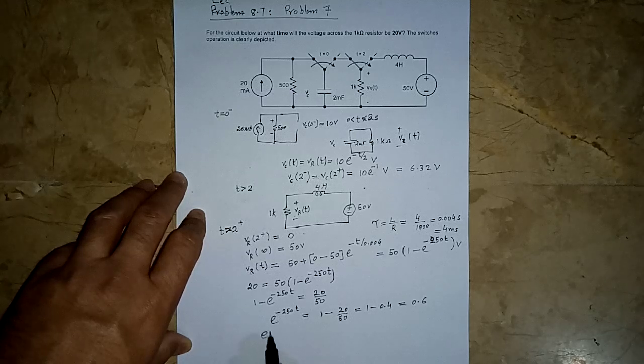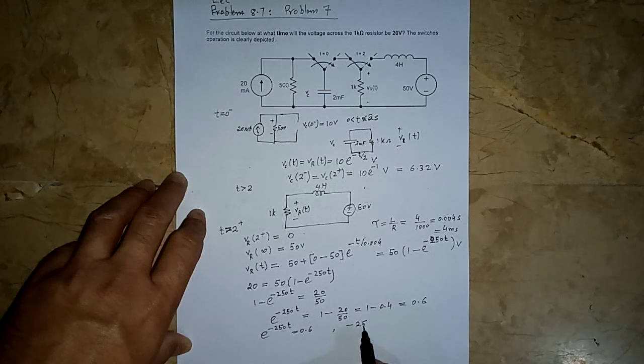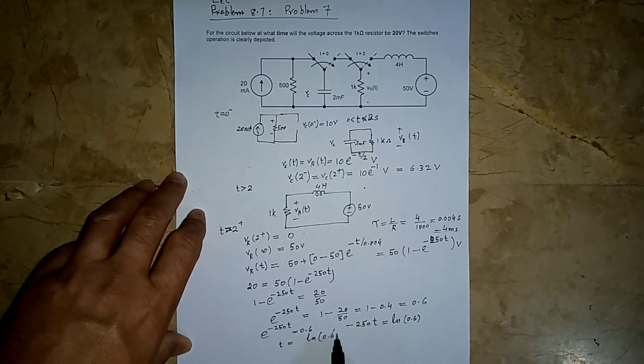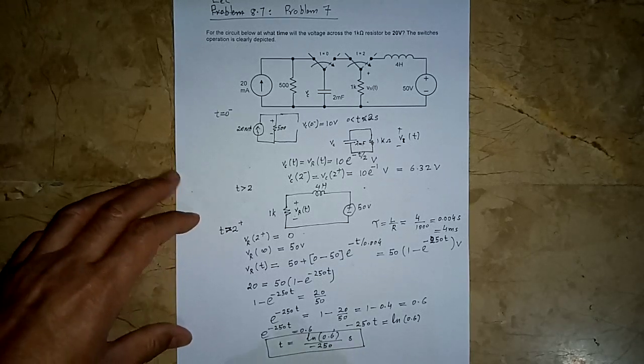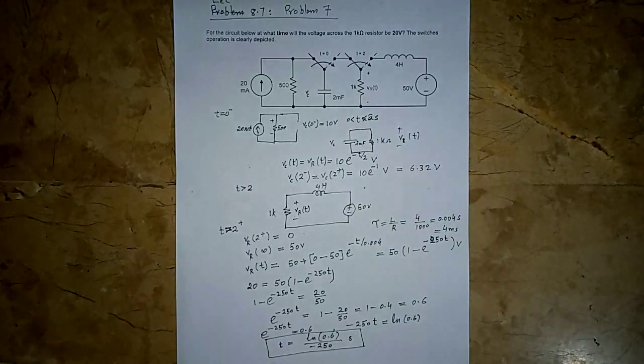So e raised power minus 250 t is 0.6, and if we take the natural log of both sides, we are going to get minus 250 t is equal to natural log of 0.6, or t would be equal to natural log of 0.6 divided by minus 250, because it is less than 1, its log value will be negative. This exactly is going to give us the time in seconds. So at this time we are going to get the voltage across the resistor of 20 volts.